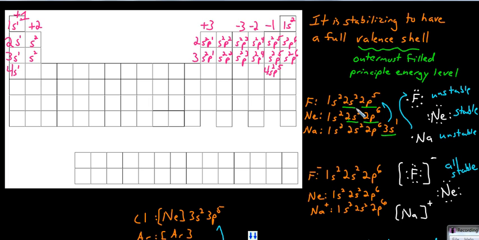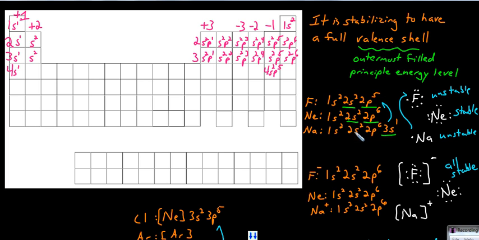It has only, let's see, 2 electrons in the 2s and 5 in the 2p. It has a total of 2 plus 5, 7 valence electrons. It is not filled. There could yet be another electron that could fit into the 2p subshell.